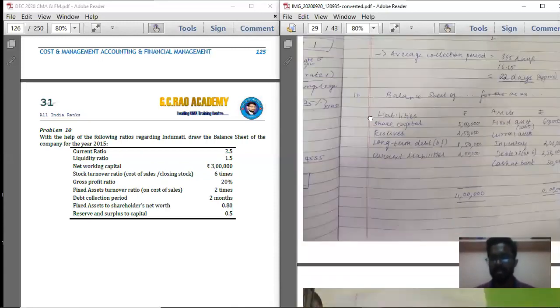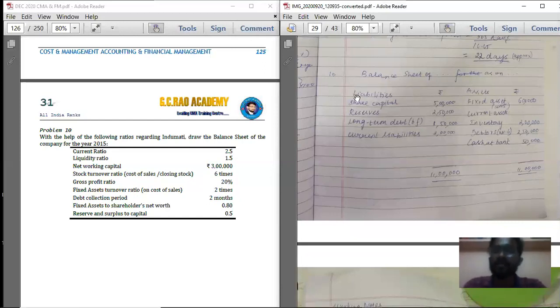So come to the balance sheet. We found below liabilities, put share capital, amount column 5 lakhs. Below that, reserves 2,50,000. Below that, long-term debt, within bracket balancing figure. Below that, current liabilities. How much did we find current liabilities? 2 lakhs. Come to the asset side. Fixed assets, within bracket working note number 5, we found 6 lakhs.